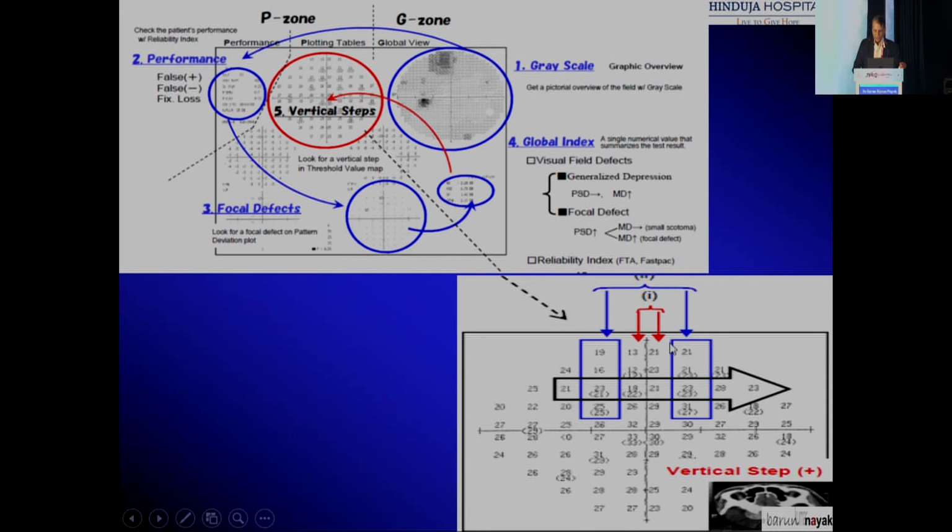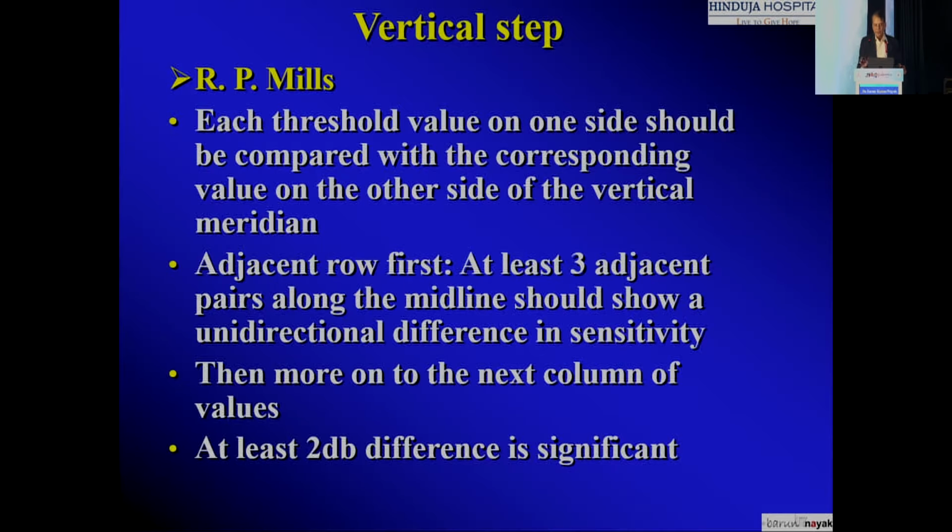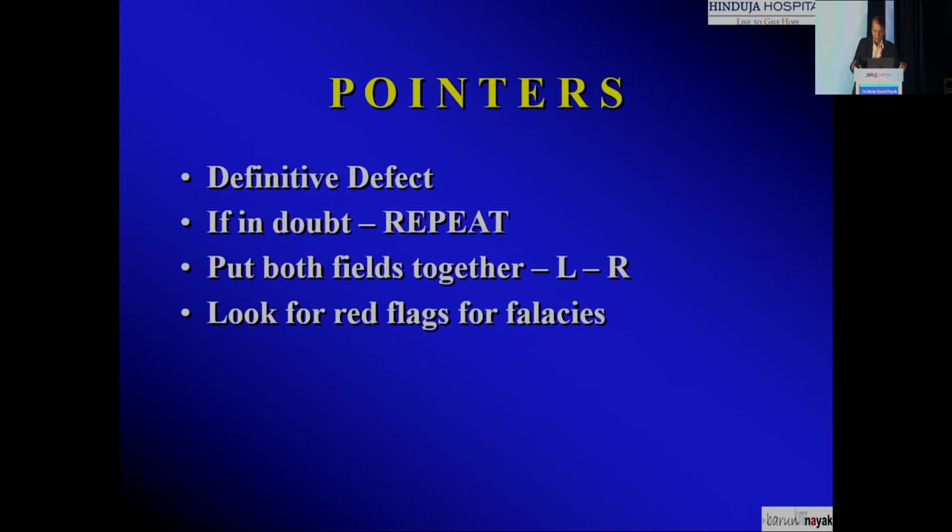And if the next column also shows depression in the same direction, then although the field is not looking abnormal, we may be dealing with an early hemianopic defect. So I will read it for you. Each threshold value on one side should be compared with the corresponding value on the other side of the vertical meridian. Adjacent row first. At least 3 adjacent pairs along the midline should show a unidirectional difference in sensitivity. Then move to the next column of values, and at least a 2 decibel difference is significant. So always try to look for this.